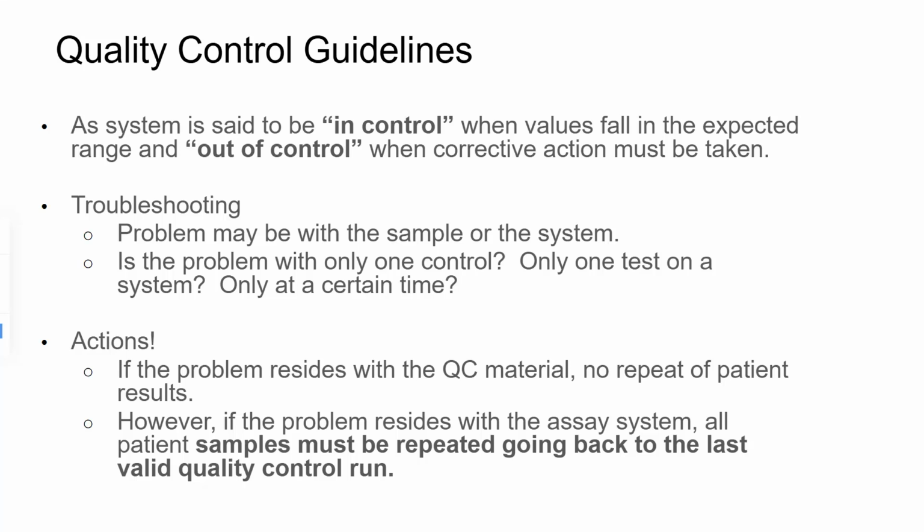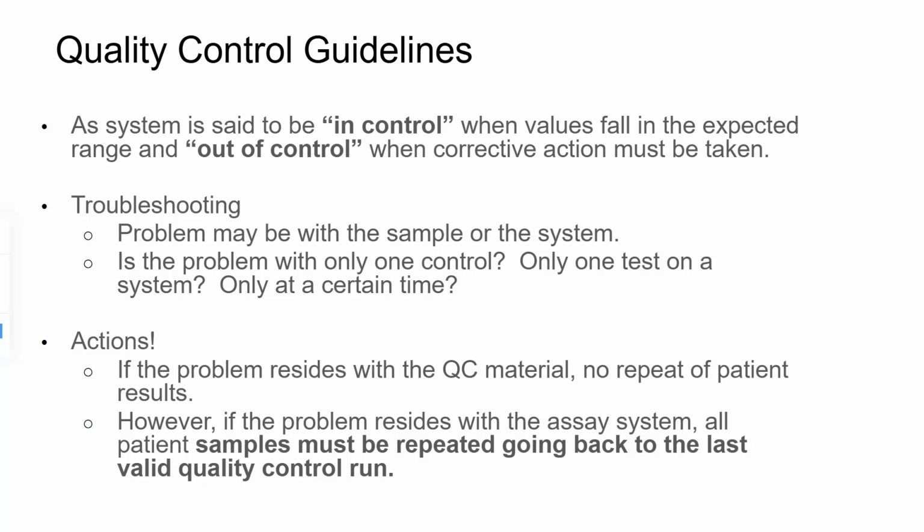Troubleshooting: the problem may be with the sample or the system. Is the problem with only one control, only one test on a system, only at a certain time? If the problem resides within the QC material, no repeat of patient results. However, if the problem resides within the assay system, all patient samples must be repeated going back to the last valid quality control run. So this is an experience that I had.